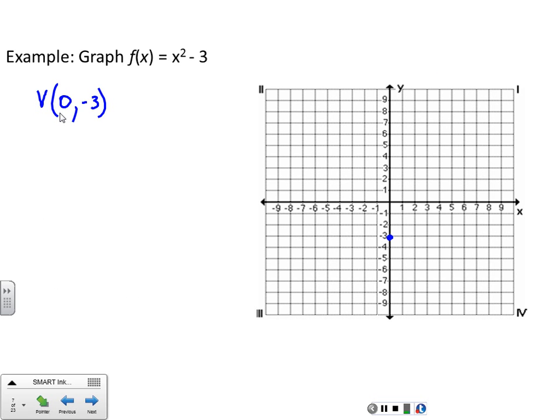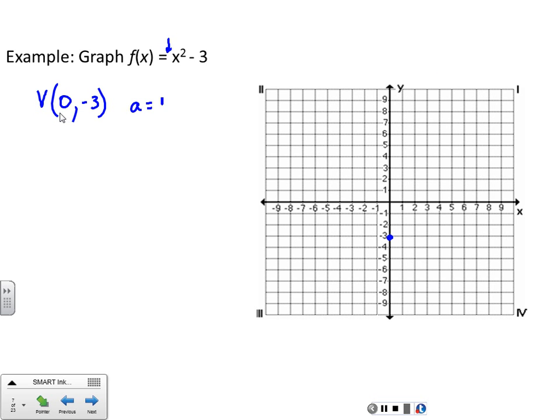So there's the vertex. What do you have to have in order to graph a parabola? Vertex. Does this one open up or down? How do you know it's up? What is a? 1. It's the coefficient of your x squared term.